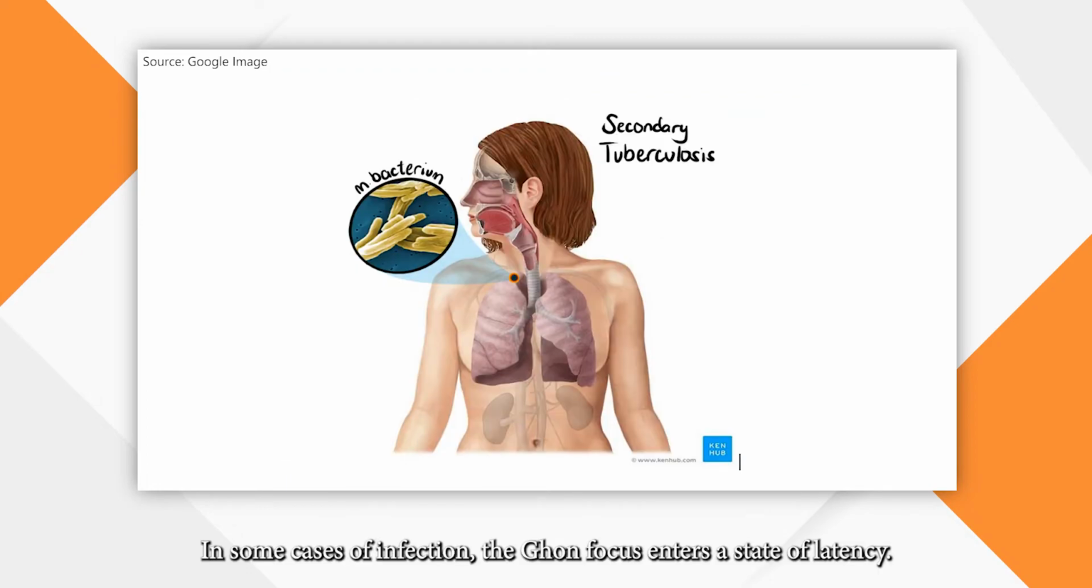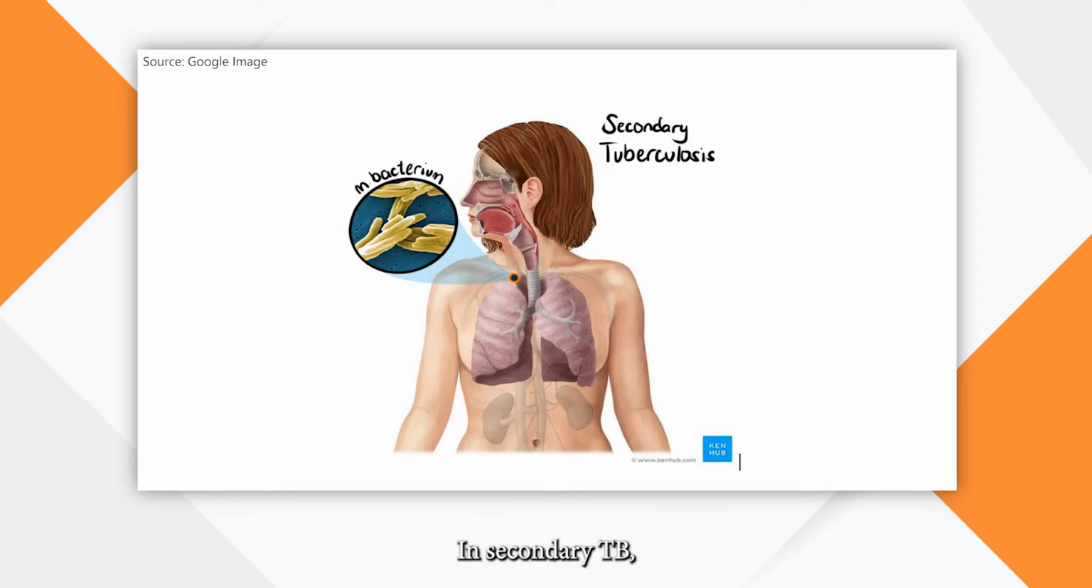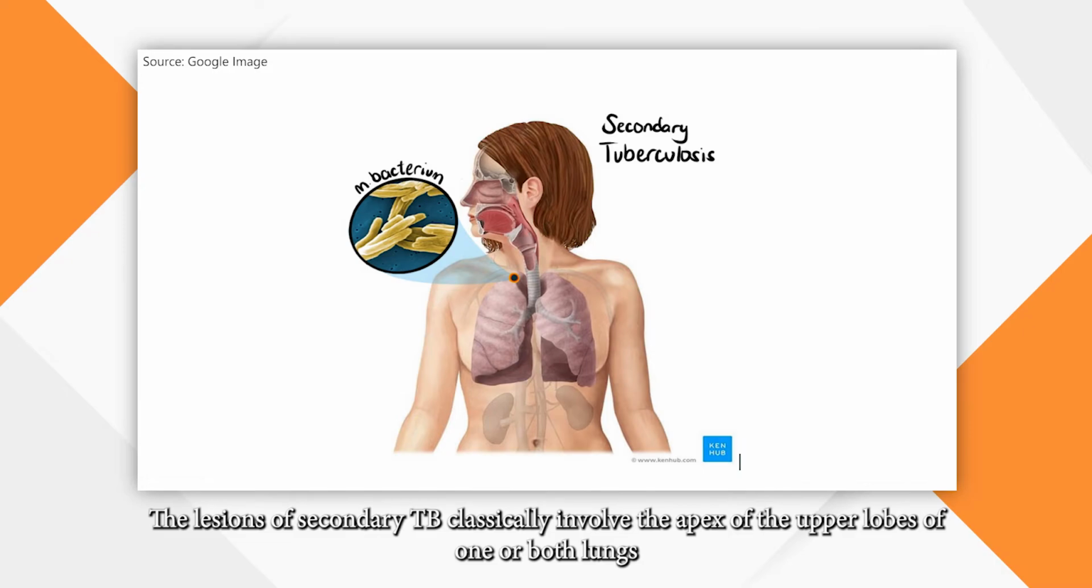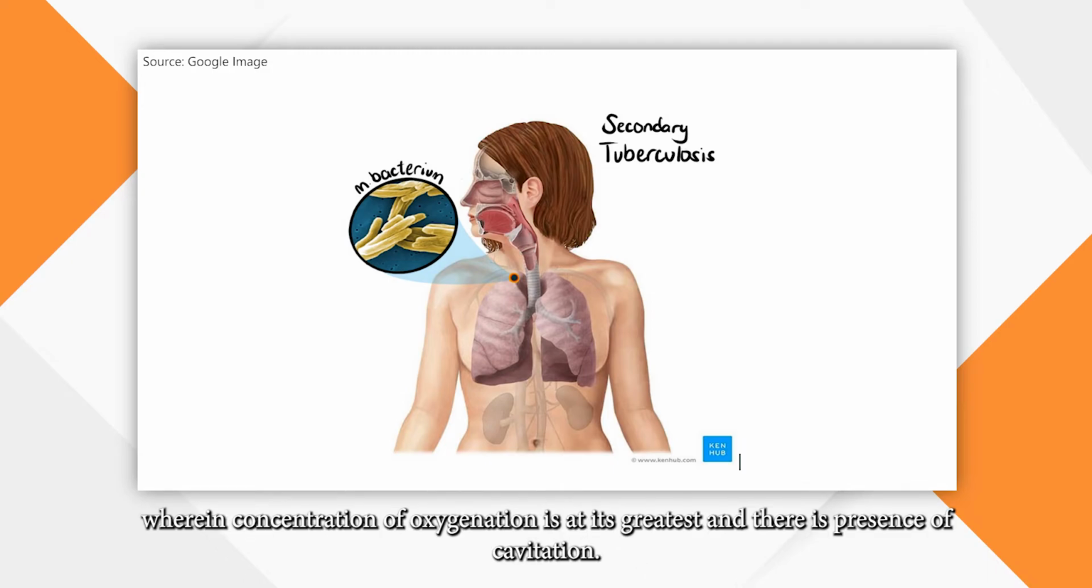In some cases of infection, the Ghon focus enters a state of latency. This state is known as latent tuberculosis, which remains dormant and viable. In secondary TB, reactivation of latent tuberculosis infection has occurred due to old age or immunosuppression. The lesions of secondary TB classically involve the apex of the upper lobes of one or both lungs, wherein concentration of oxygenation is at its greatest and there is presence of cavitation.